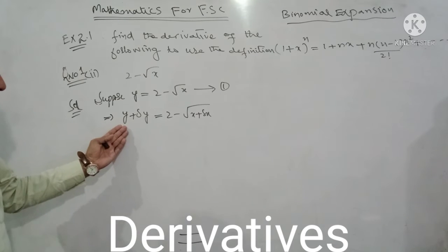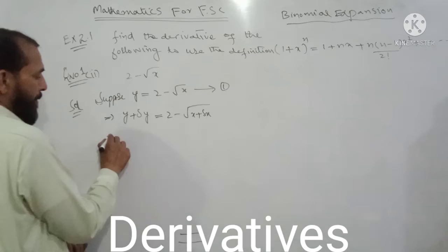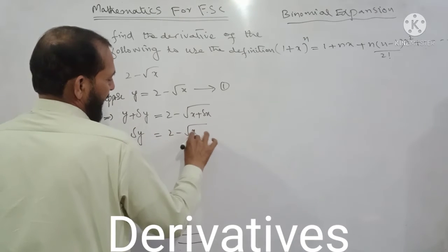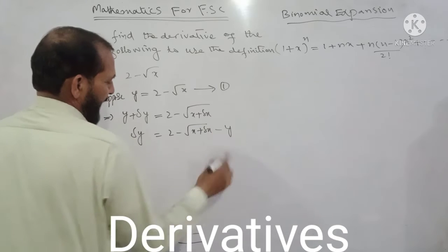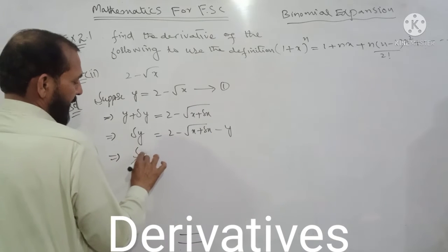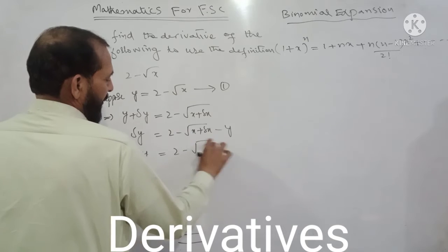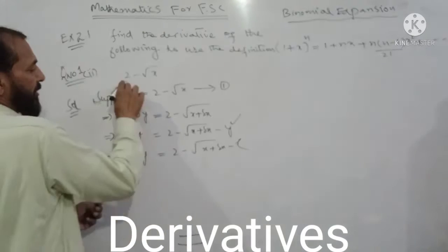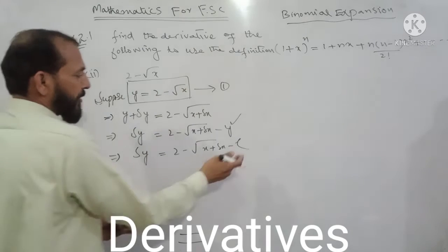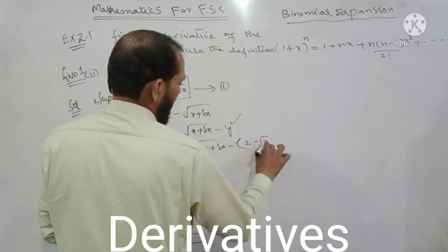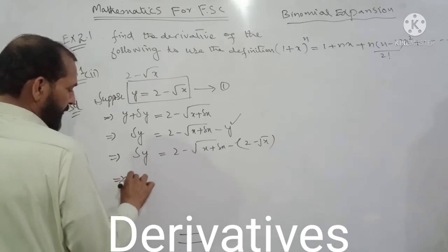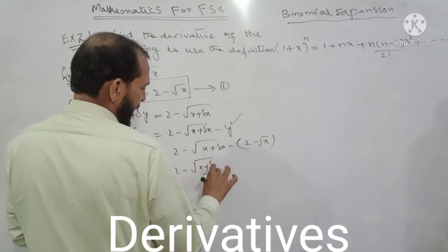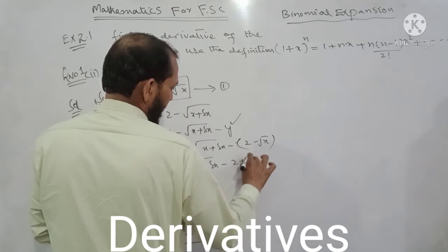So we can write y on the other side, so the negative sign will be changed. After this, we put the value of y from equation 1. So 2 negative x plus del x, negative and is positive.